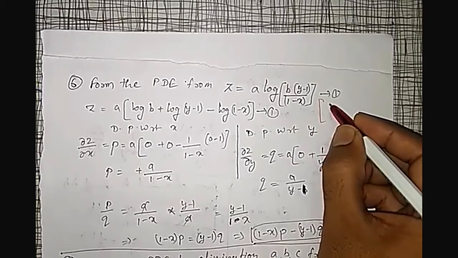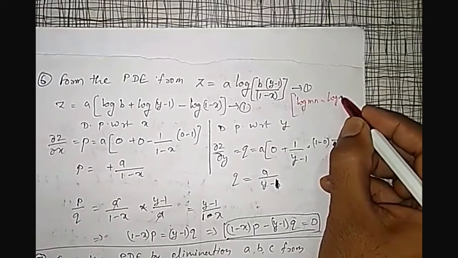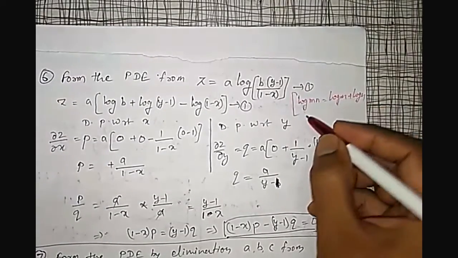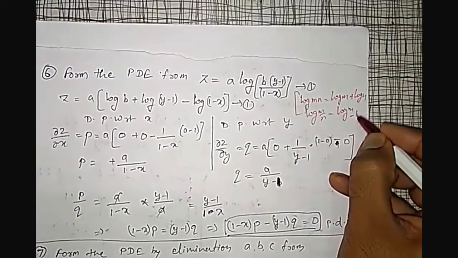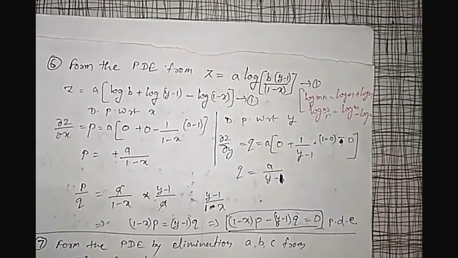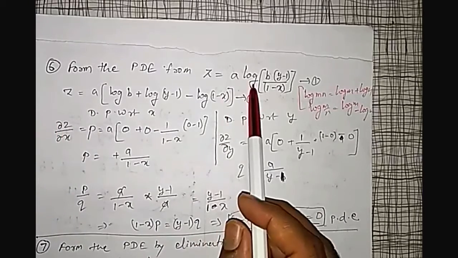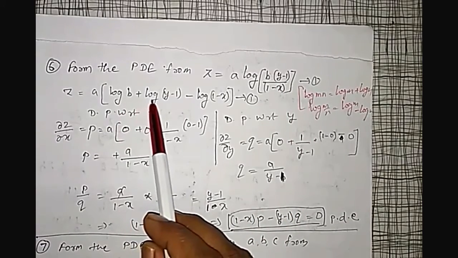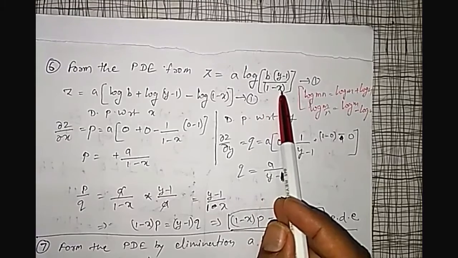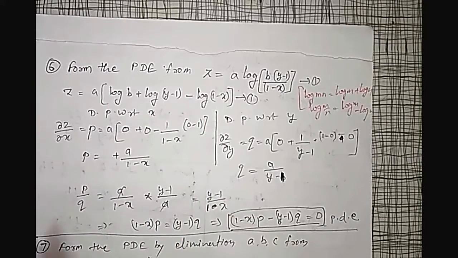We have the log properties as log of m into n is equal to log of m plus log n, and log of m divided by n is equal to log of m minus log n. Using those properties here, I can write the given expression as z is equal to a into log of b into y minus 1, m into n, I can write it as log b plus log of y minus 1, divided by 1 minus x, that is m by n, log m minus log n. Now it is very simple to differentiate.